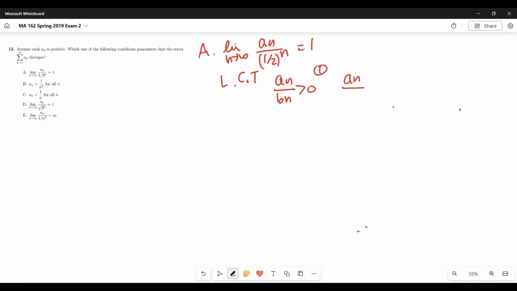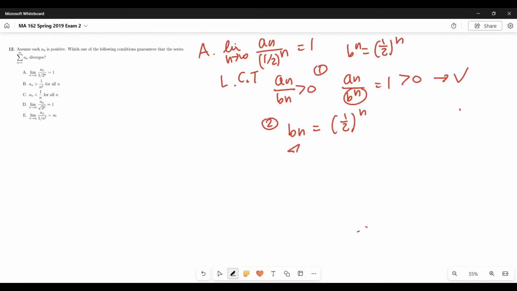Since a to the n over b to the n, with b to the n equal to 1 over 2 to the n power, is equal to 1, which is greater than 0. So the first condition is met. The second condition is you have to find the b to the n value to conclude whether this thing is converging or not. So b to the n, like we said, is 1 over 2 to the n power.